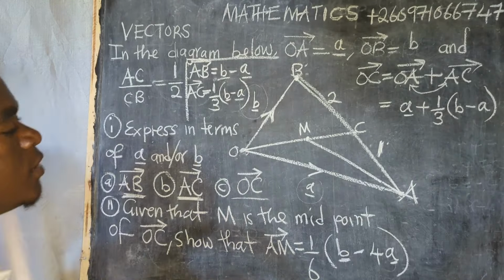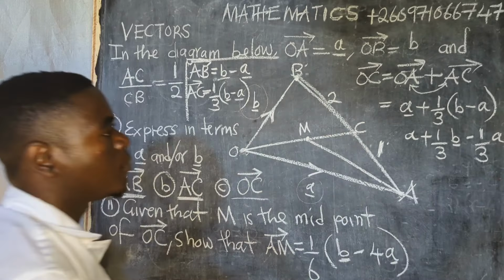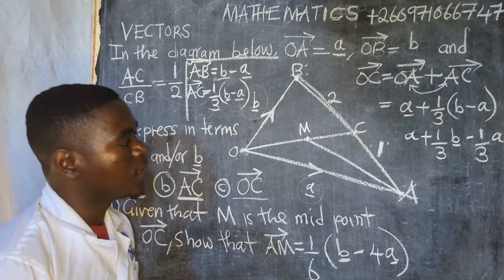So how do I expand? A will be maintained. I say plus, what is 1 times B? That is 1 over 3. I put my B there. Then positive, negative, so it's negative 1 over 3A. This is what I'm going to do. Hope you're able to see what I'm doing.